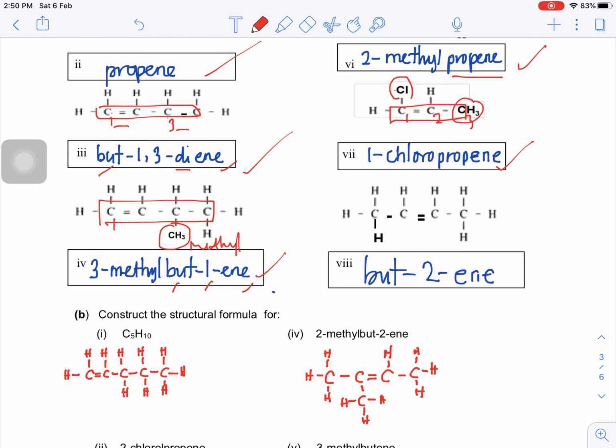Okay, next here the longest chain. Okay, 1, 2, 3, 4. So but. ene because has carbon-carbon double bond, and 2 because double bond is located at carbon 2. So but 2-ene.